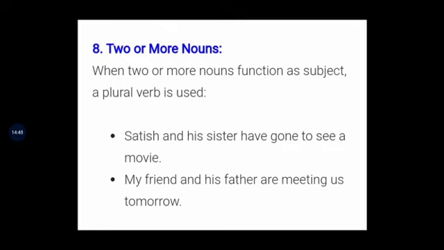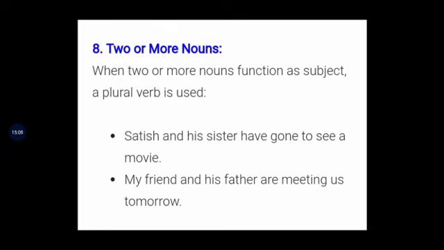Next example, my friend and his father are meeting us tomorrow. My friend and his father is the subject. It is made of two nouns. It is a plural subject. So here we need to take the plural form of the verb. My friend and his father are meeting us tomorrow.